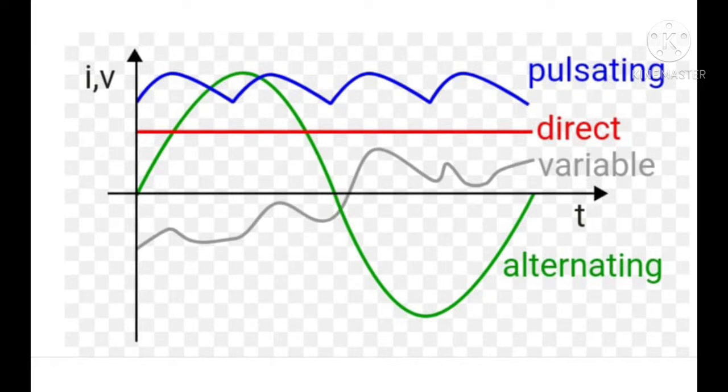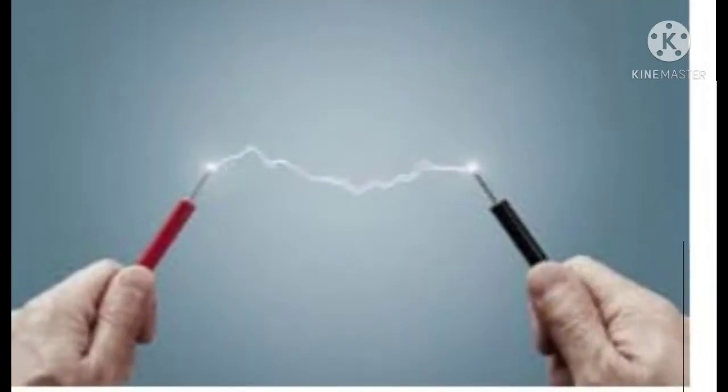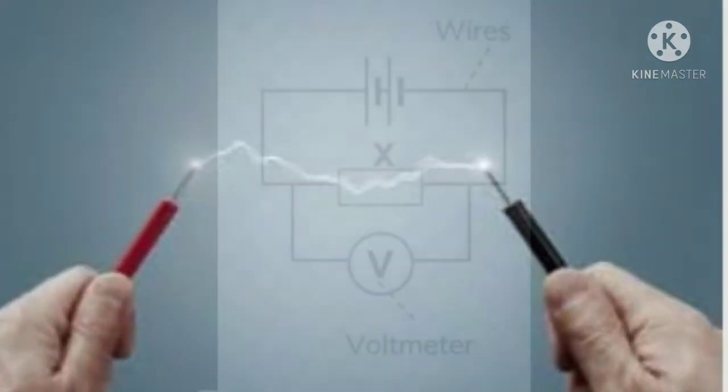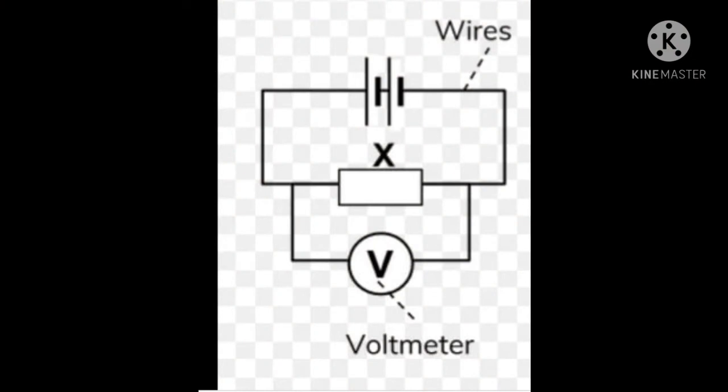And to know what voltage is, we have to know what potential difference is. Two points in a circuit are said to have a difference of potential when the electric charge at one point is not the same as the electric charge at the other point. This potential difference is measured in volts.